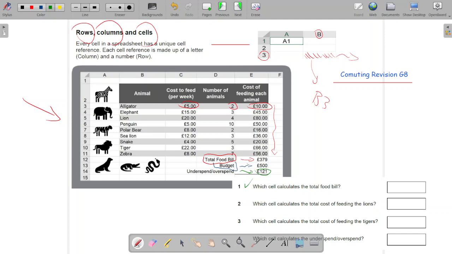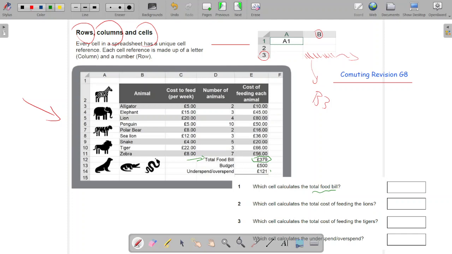The first thing saying which cell calculates the total food bill. So I'm going to erase these sketches, so when I talk about the total food bill, it is this. Where's the calculation of this bill? It's in front of it. So this is the cell that is showing the total food bill.